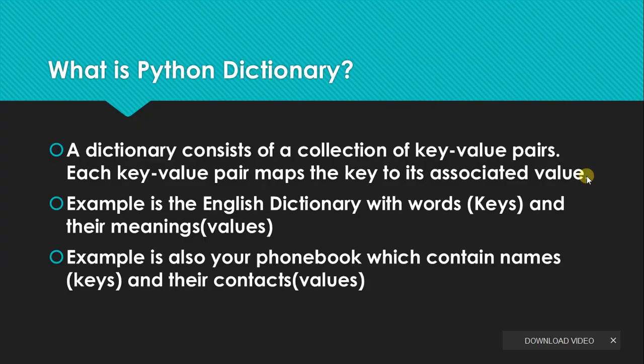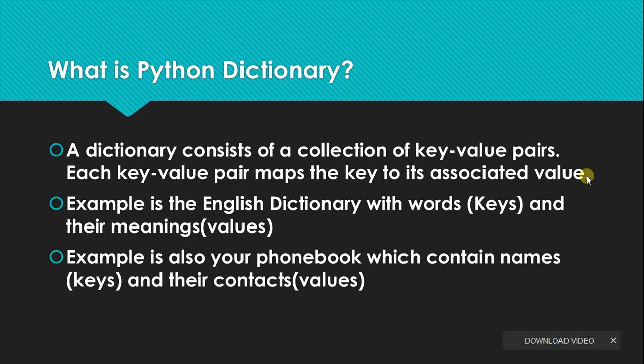So what's a Python dictionary? A Python dictionary simply consists of a collection of key value pairs. Each key value pair maps the key to its associated value. Simply put, it's just like your English dictionary, which consists of words and their meaning. The words, in Python, we call key, and the meaning is value. So whenever you take the dictionary, you reference the word itself, you get the meaning of it.